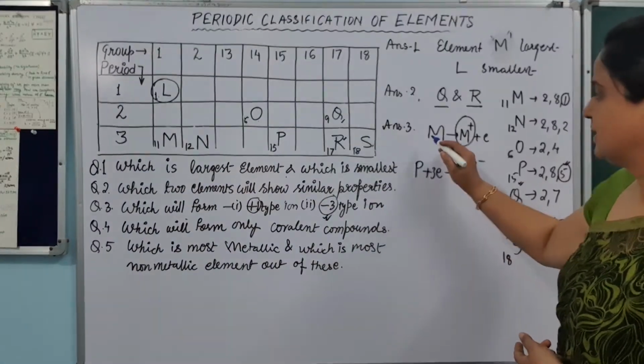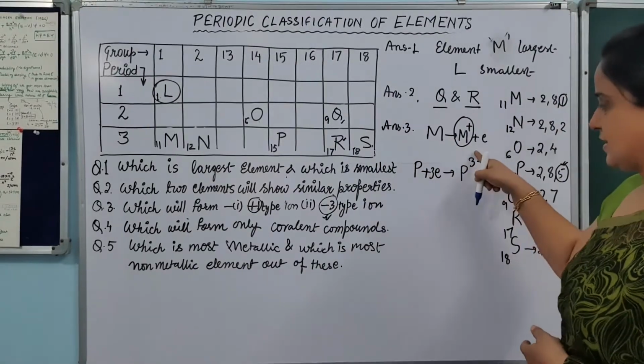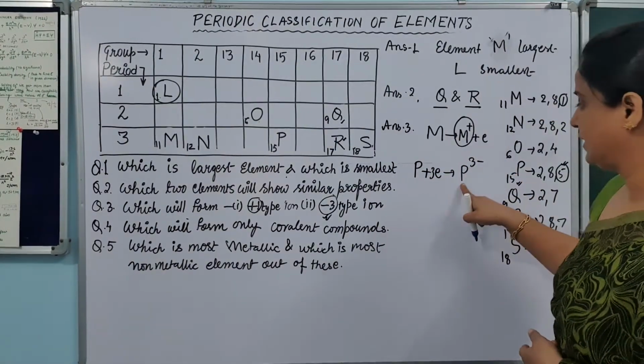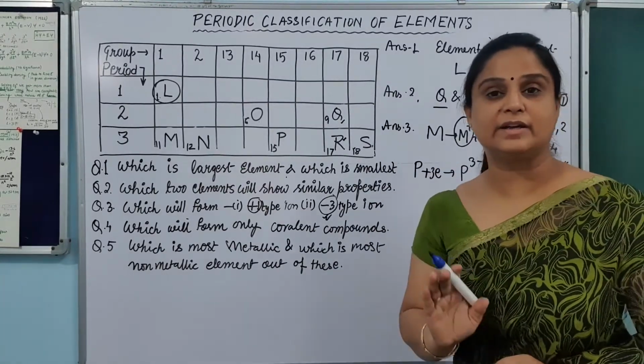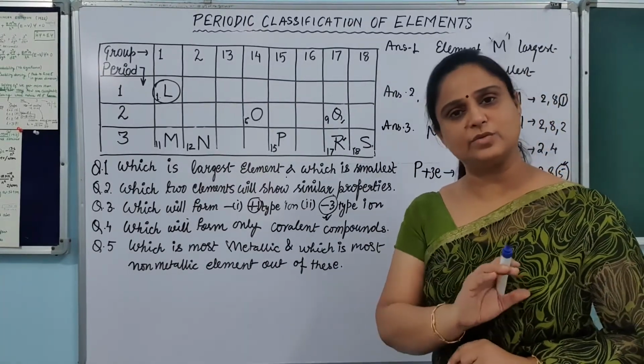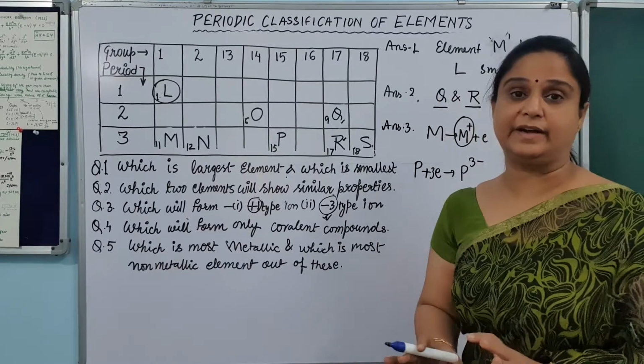So the answer number 3 is N will make a plus 1 kind of ion, P will make a -3 kind of ion. कैसे पता लगाना है? By looking at their configuration. Electronic configuration is the only deciding factor, है ना?